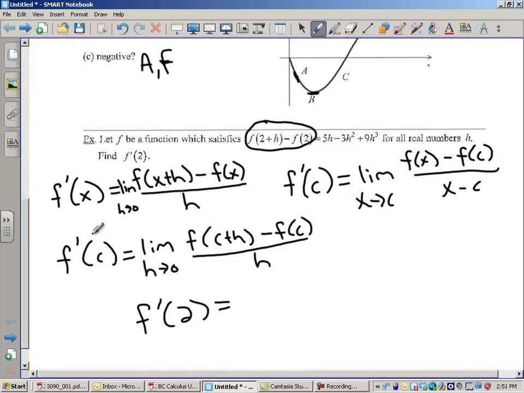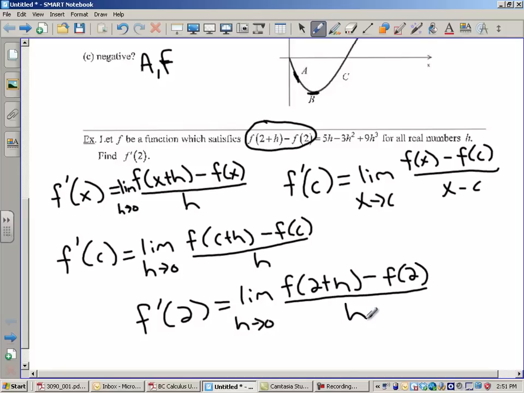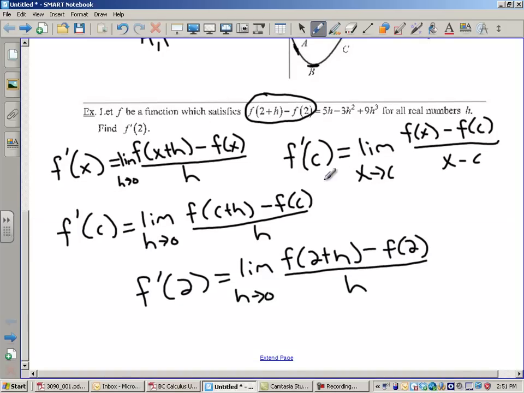It looks like this. And so f prime of 2 would equal the limit as h approaches 0 of f of 2 plus h, plugging in 2 for my c, minus f of 2 all over h. That would give me the value f prime of 2 if I were able to do all of this. This is an AP-like question.